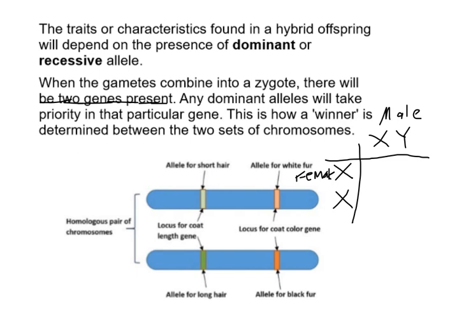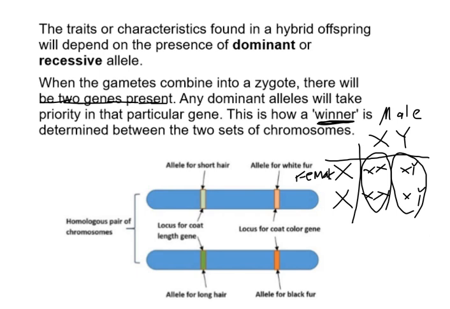Right? If this X and this X come together, that's a girl. If this X and that Y come together, it's a boy. If this X and this X come together, it's a girl. This X and that Y come together, it's a boy. You guys can see that 2 times out of 4 you'd get a girl, 2 times out of 4 you get a boy, which is why it's a 50-50 shot. Right? That's what I talk about right here.